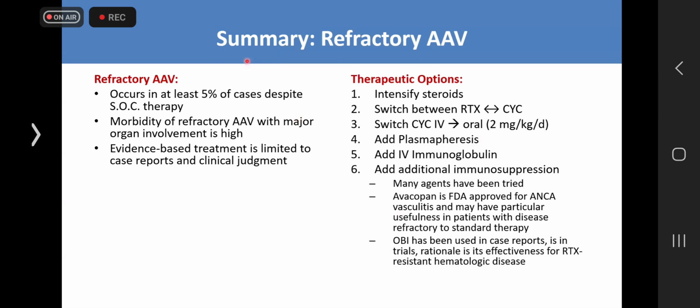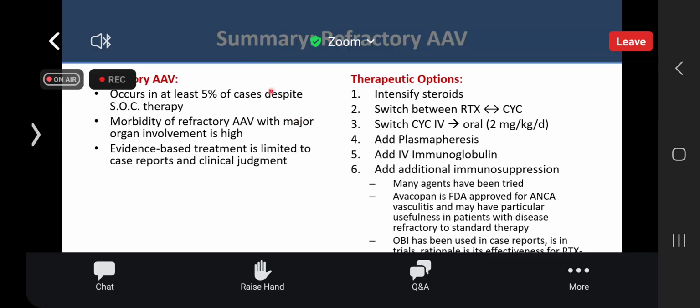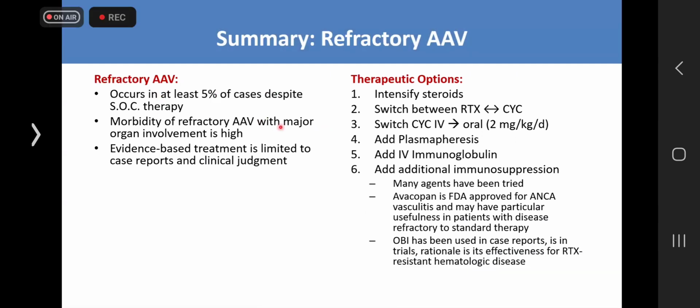So in summary, this is refractory ANCA vasculitis. It occurs in somewhere around 5% of cases, despite standard of care therapy. The morbidity is quite high if there's major organ involvement, and evidence-based treatment is really limited for this entity. As therapeutic options, you can intensify steroids if a patient can tolerate it, or switch between rituximab and cyclophosphamide, whichever one they're failing, to the other one. If they're on IV cyclophosphamide, you can consider oral, which will be a higher exposure. You may consider adding plasmapheresis, particularly if there's diffuse alveolar hemorrhage. You could add IVIG or other immunosuppression.